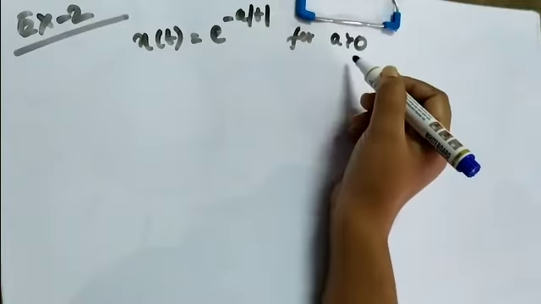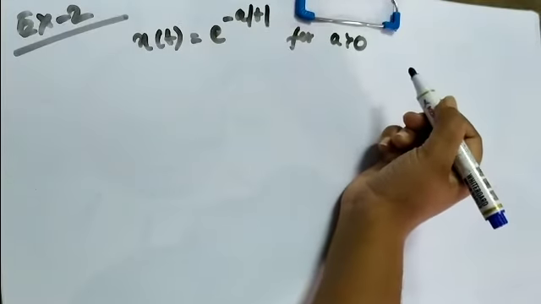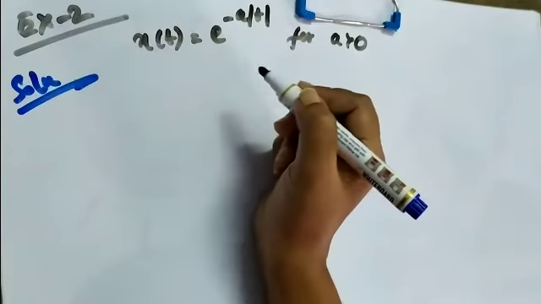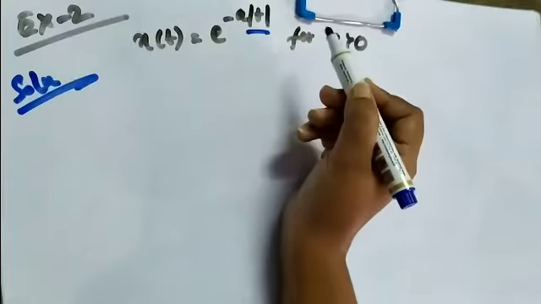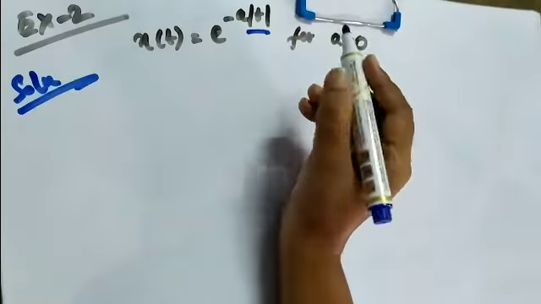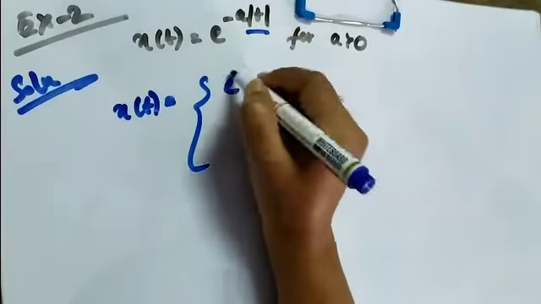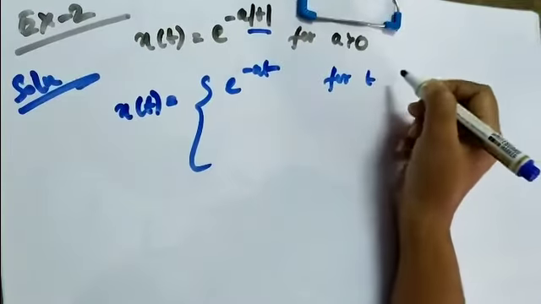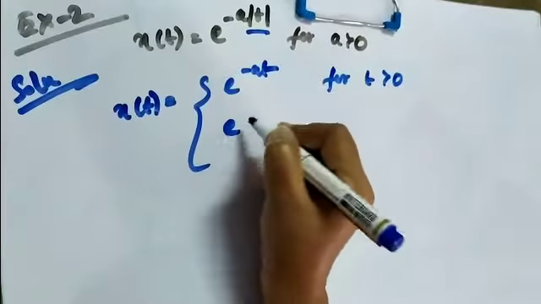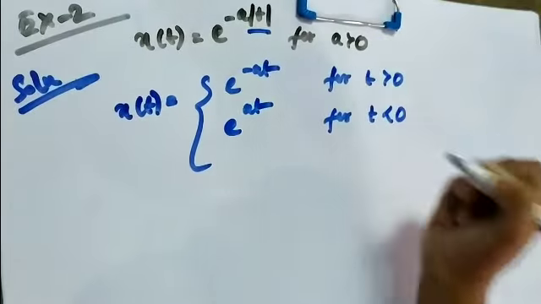for a greater than 0. Also determine whether the signal is a power or an energy signal. The solution will be like this. As we see from the expression, the signal contains a mod value. If we eliminate this mod, the expression becomes x(t) equals e to the power minus at for t greater than 0, and e to the power at for t less than 0.